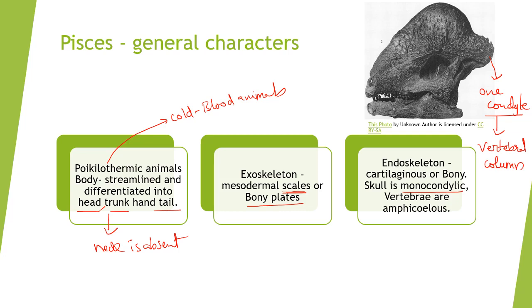And the vertebrae are amphicoelous. So here the vertebral column is made of vertebrae. That vertebrae on both the sides have concave parts. This is called a coelus. Coelus means concave part.